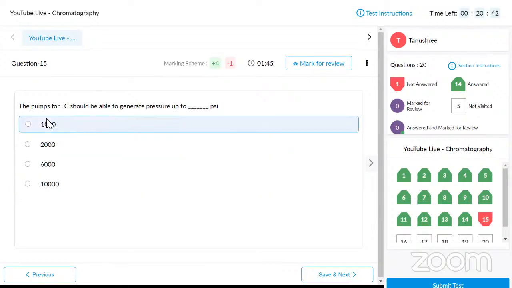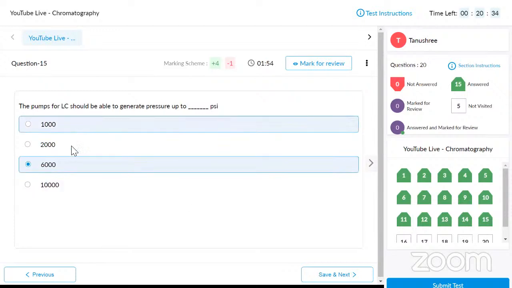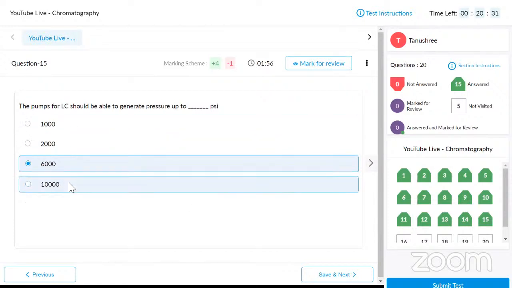So the ideal pressure for the pumps used in liquid chromatography is 6,000. So the answer is 6,000. So we will proceed with this answer. Options A and B are not our answer, and option D is pressure too high, which can cause damage to the column. So that will also not be our answer. So the only possible answer that remains is option C.